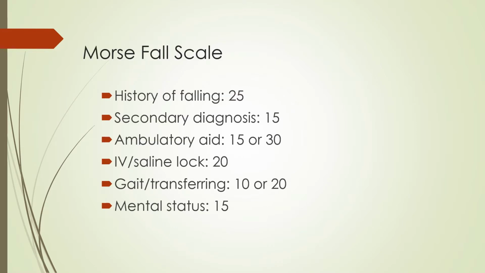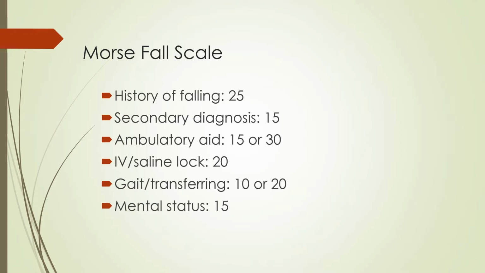Most of our facilities use this scale, and you see this PowerPoint is talking about it. A history of falling is worth 25 points. A secondary diagnosis, let's say your patient's admitted with chest pain, but they also have pneumonia, or they had an MI, so there's 15 more points. An ambulatory aid, such as a cane or a walker, is 15 or 30 points.